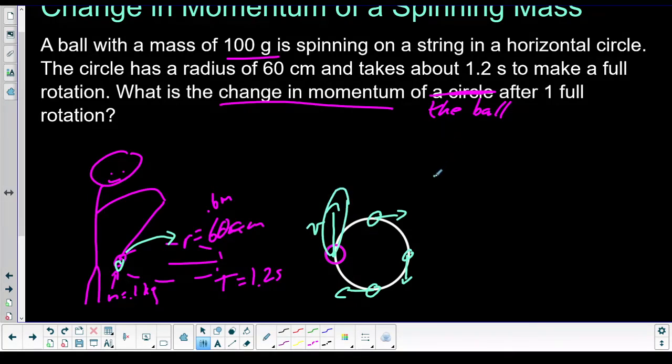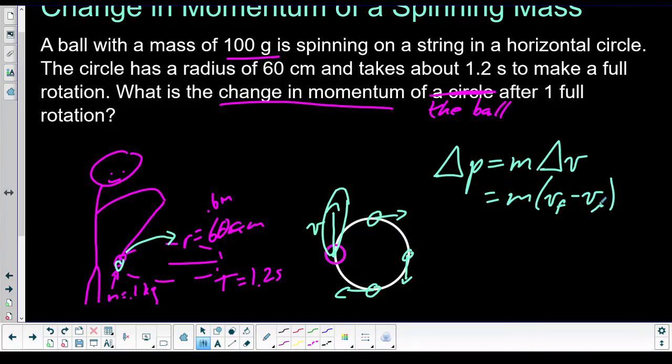So if I want to know the change in momentum, I'm looking for the mass times the change in velocity. And we're looking at velocity final minus velocity initial for the change in velocity. The mass of this thing's not going to change.